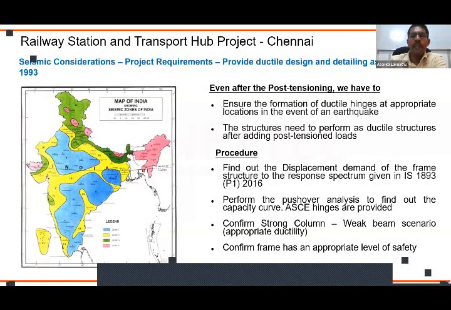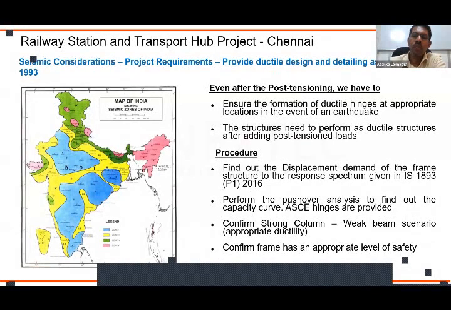As Malit explained, after post-tensioning there may be a tendency to lose the ductility of the structure. So even after post-tensioning, we have to ensure the formation of ductile hinges at appropriate locations in the event of an earthquake.